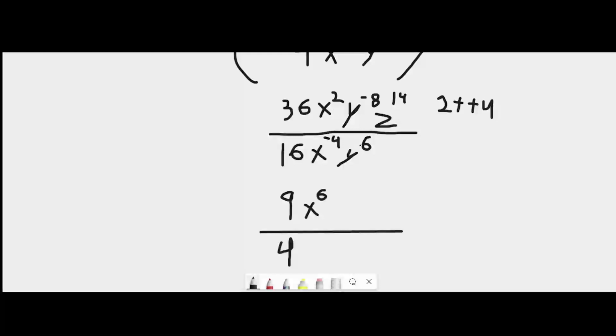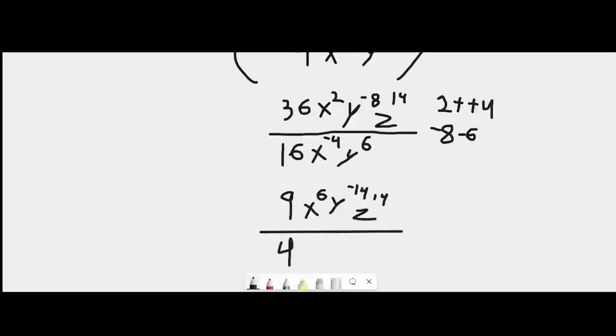Now, y, on the other hand, we're going to get negative 8 minus 6, which will be y to the negative 14. And z, that's subtracting by 0. There's nothing down there. So z to the 14th as well.